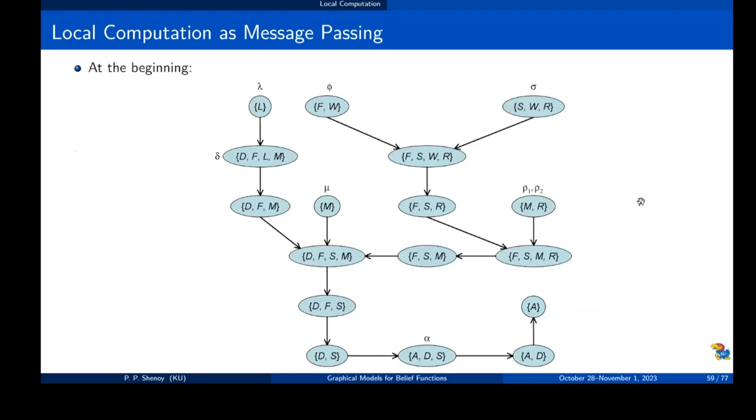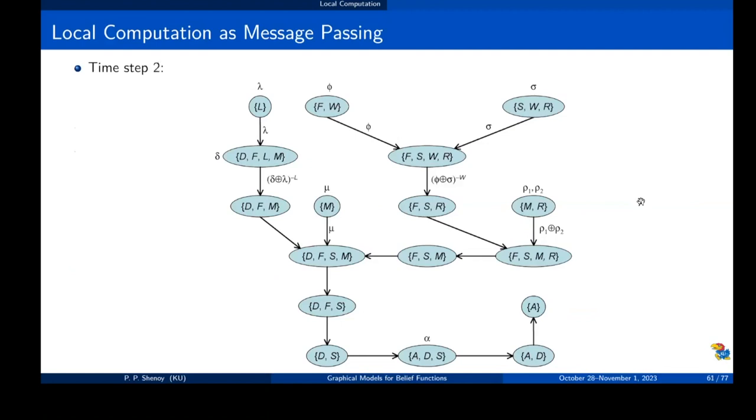So I start with the beginning. At the beginning, I haven't sent anything. All I have is lambda associated with L, delta with this node, et cetera. In the next slide, I have time step one. L sends its message lambda to this node, and there's no marginalization because this is a superset of that. In time step one, this can also send a message phi here, and this sends a message sigma here, but the other nodes cannot send a message because they haven't received one from their outward neighbors. They have to wait.